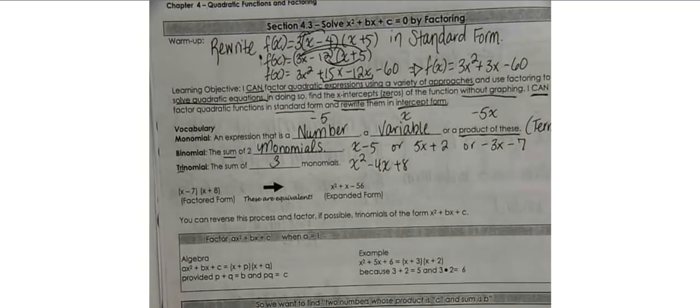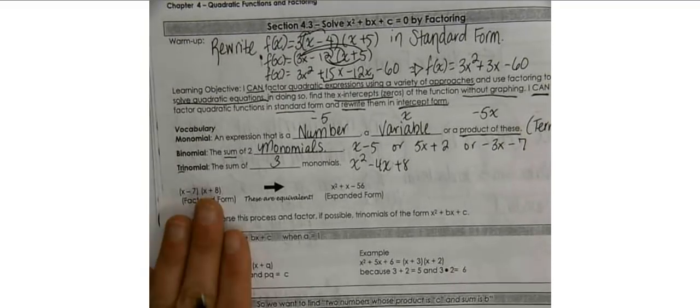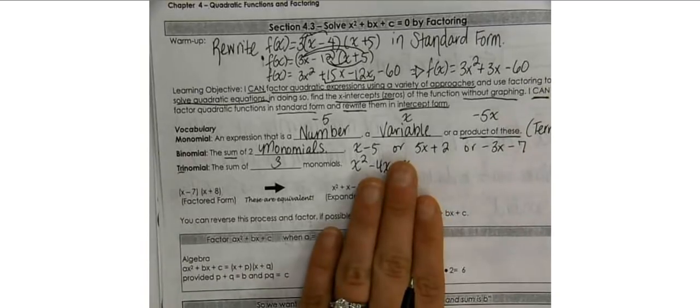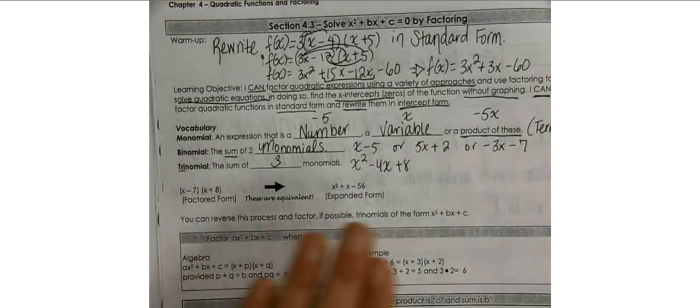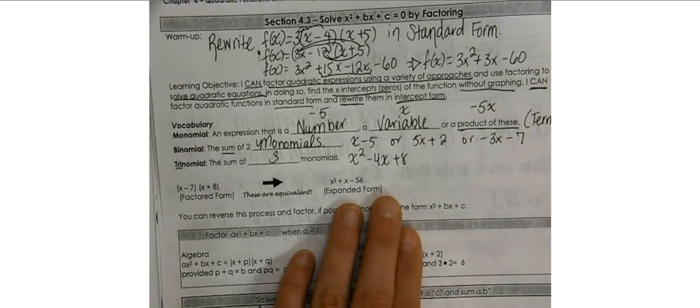We had two different binomials being multiplied together, and after they were multiplied, we ended up with our equation in standard form. So that's exactly what we're going to do. We're going to go from factored form to expanded form, which is like intercept form to standard form.